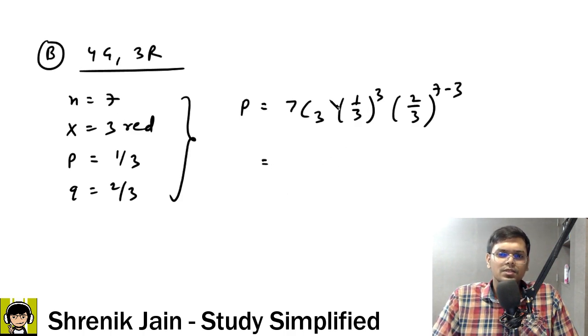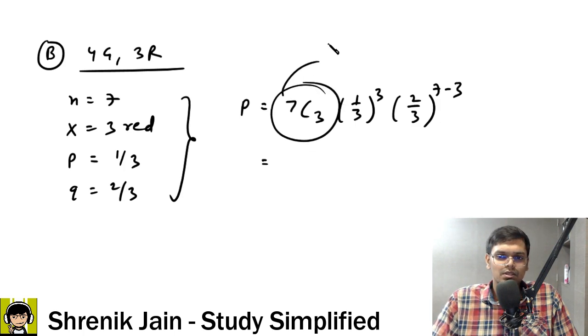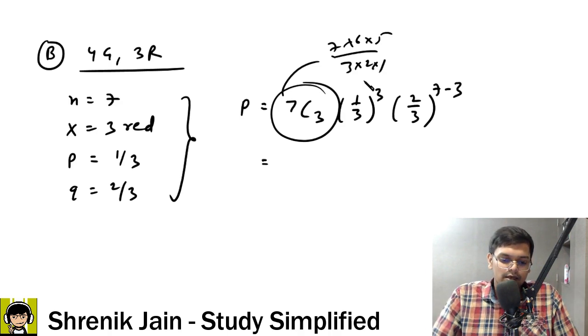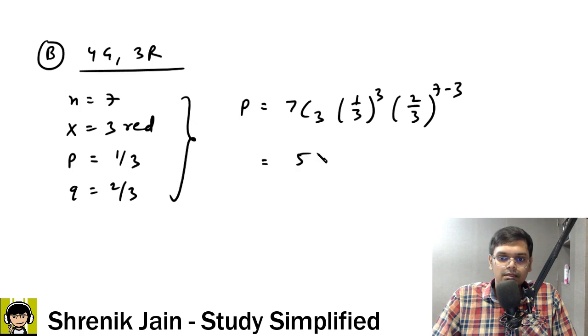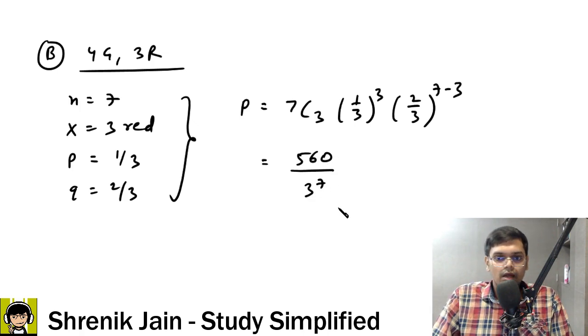So now this can be expanded. I hope you know how to expand 7C3: 7 into 6 into 5 divided by 3 into 2 into 1. In this way you can expand. And you will get your answer as 560 divided by 3 to the power 7. Sir, this is what I have done for option B.